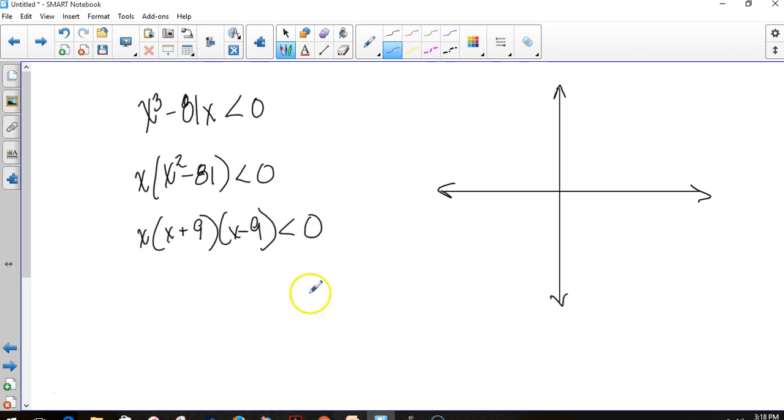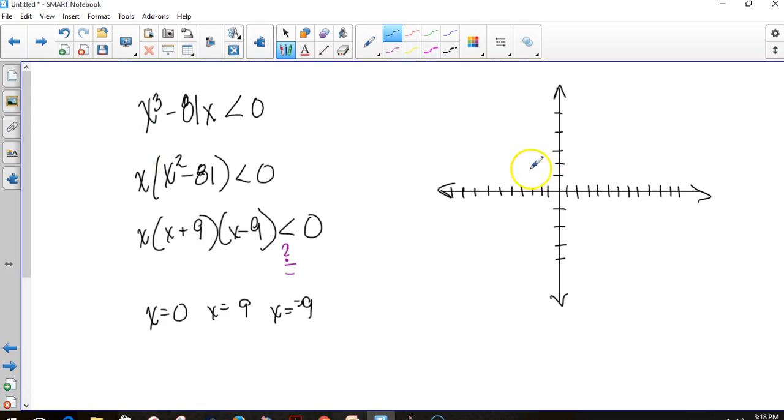So I'm going to ignore the less than and say, well, what if it were an equal to? Where would I be going through the x-axis? Because those solution points are going to be the same. So at 0, at 9, and at negative 9, I'm going through the x-axis. So let's go ahead and put that on here. Here's my negative 9, and positive 9, and then the 0.